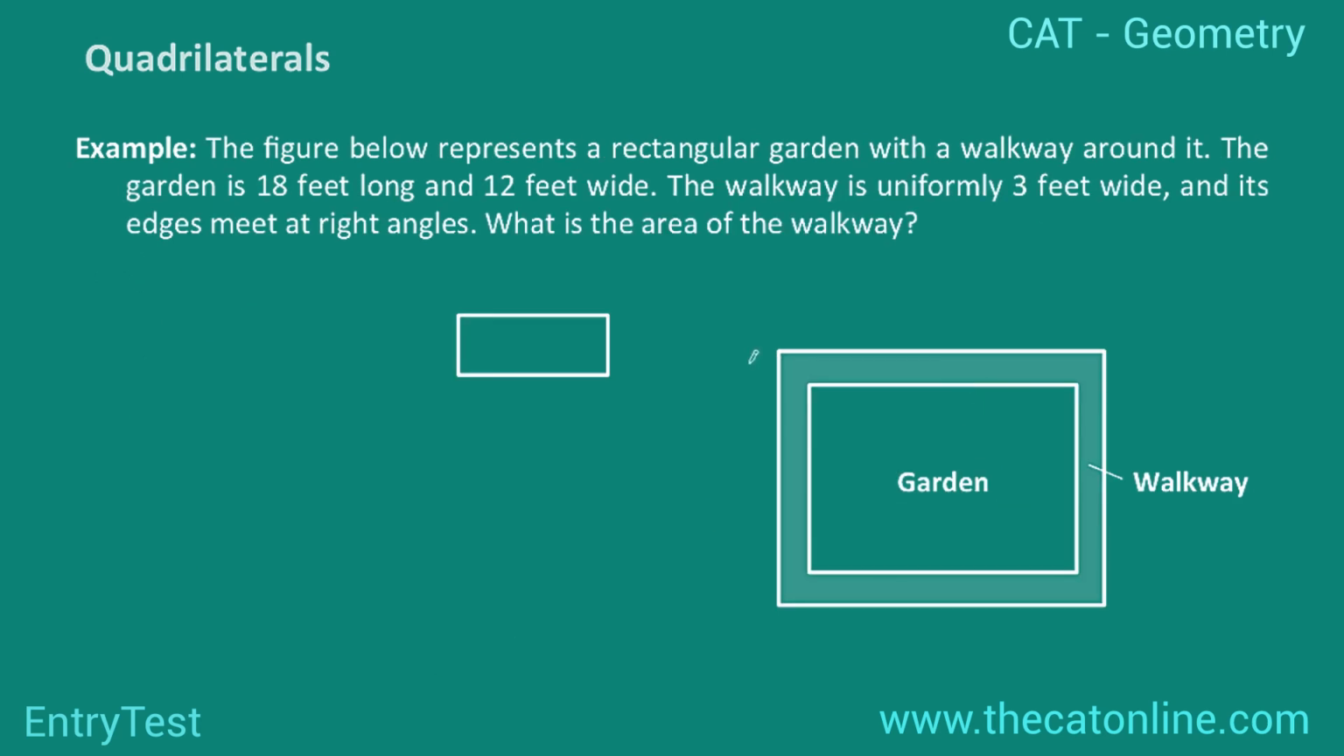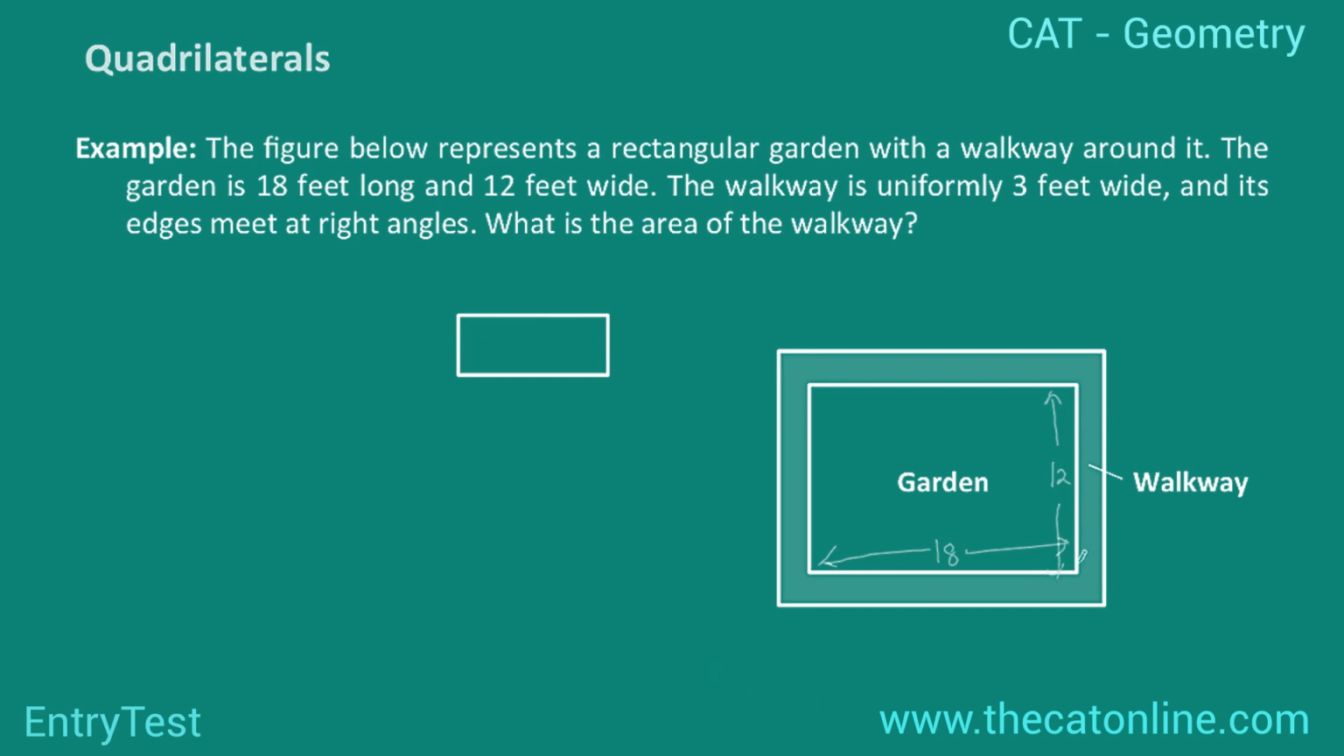Another example. The figure below represents a rectangular garden with a walkway around it. The garden is 18 feet long. It's a rectangular garden, so I need to understand that the opposite pair of sides will be equal and parallel. The walkway is uniformly 3 feet wide and its edges meet at right angles. What is the area of the walkway?